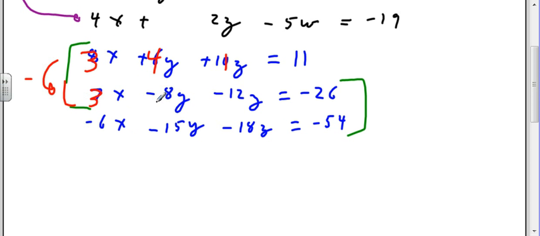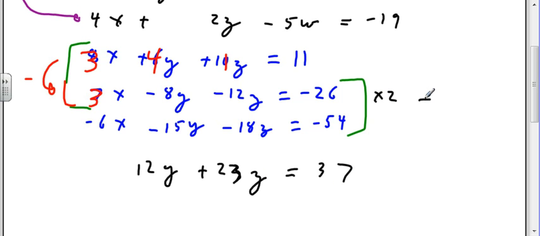This is negative. So I'm going to have a 12y. This guy is going to be 23z is equal to 37. And then I look at these two guys. I'm just going to multiply by 2 and add. And so if I multiply by 2 and add, I get rid of that. I multiply by 2 and I get a y. I multiply by 2, 24 minus 18 is a 6.